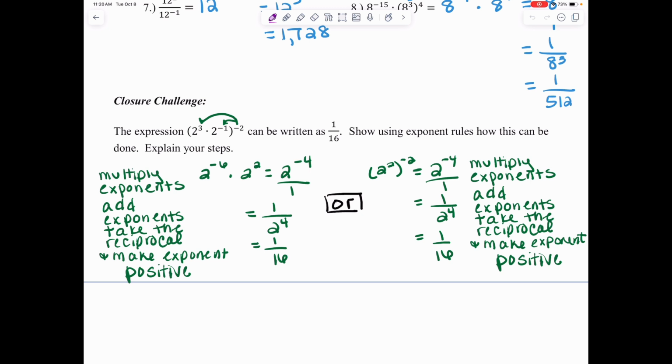So if you did it the other way, you would want to do power to a power first, which is totally fine. You would do negative 2 times 3 to get negative 6, and negative 2 times negative 1 to get positive 2. Then you would multiply by adding your exponents to get 2 to the negative 4. Flip it, it becomes 1 over 2 to the positive 4, which is 1/16. So it doesn't matter which way you do it, but either way, it's showing that you're starting with that and ending up with 1 over 16.